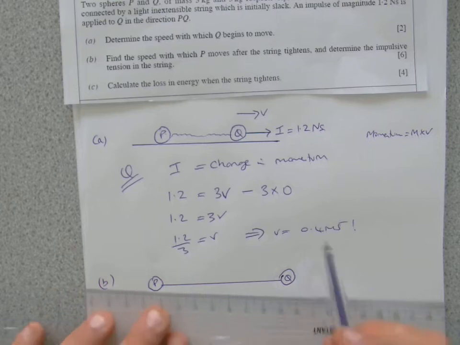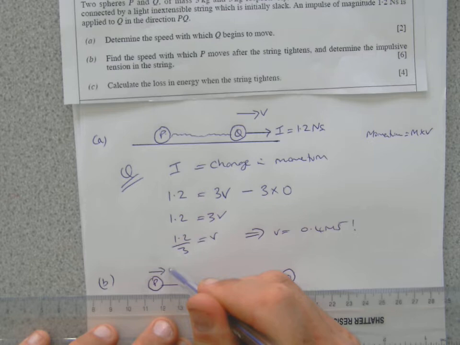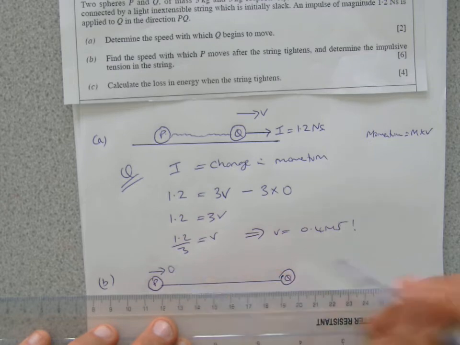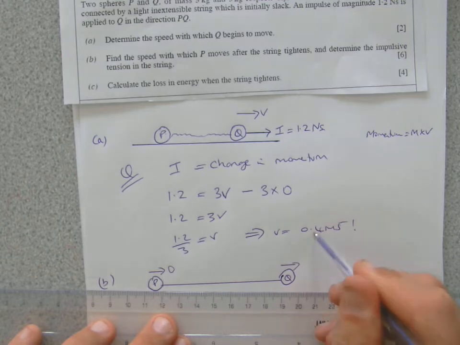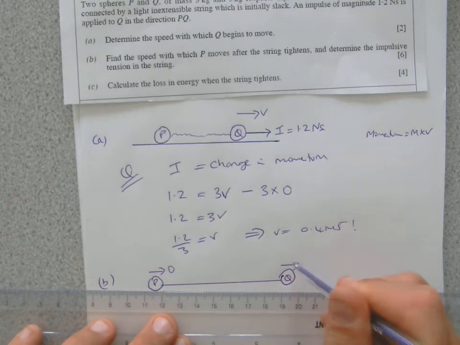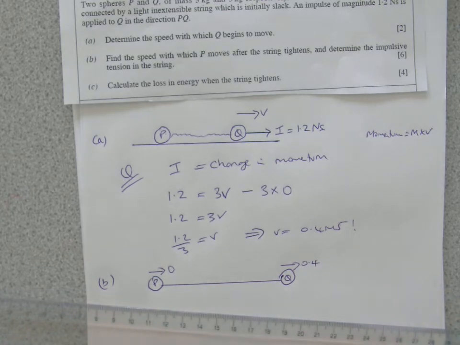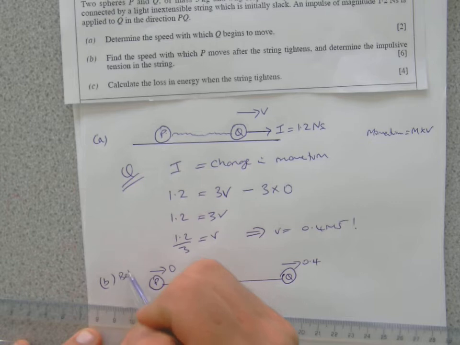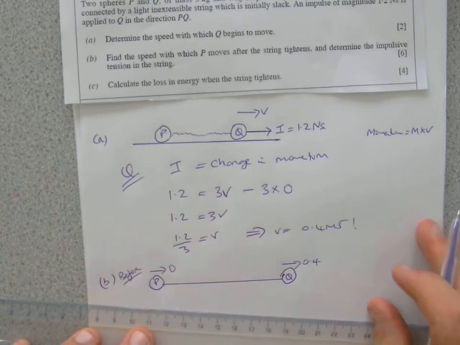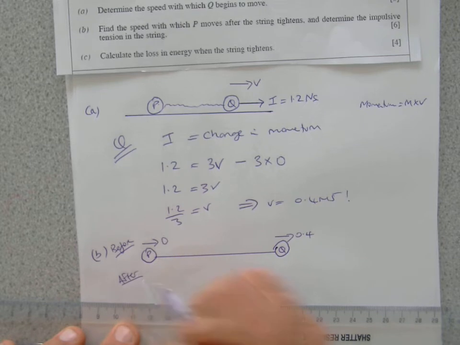Now, of course, the velocity of P as the string tightens is still going to be 0, isn't it? It hasn't moved, right? But the velocity of Q is going to be what we worked out in part A. It will be still moving at 0.4 meters per second, okay? Literally on the point of it tightening. So this is sort of like the consideration before, okay? We then need to consider the situation slightly after, right? And we're literally talking instantaneous seconds here.